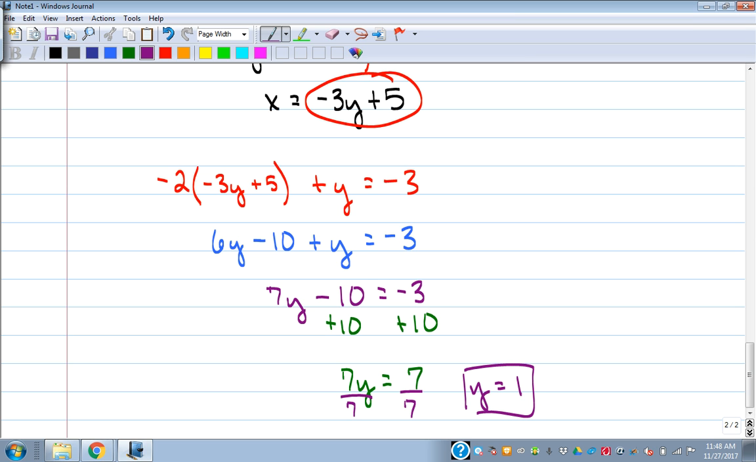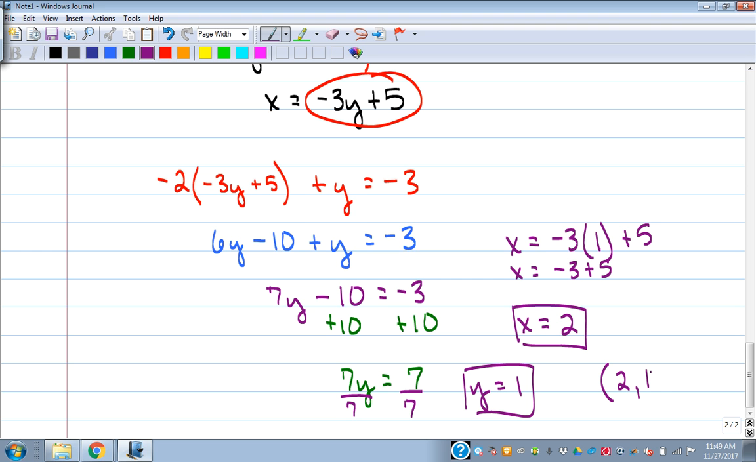Now, how can I use that to get x? Plug it in for y in one of the other equations. I'm going to go to this equation that says x equals, because then all I have to do is work out that side, and I'll get what x is. So I'll go to x equals negative 3 times 1 plus 5. Negative 3 times 1 is negative 3. Negative 3 plus 5 is positive 2. So x is equal to 2. The ordered pair, (2, 1).